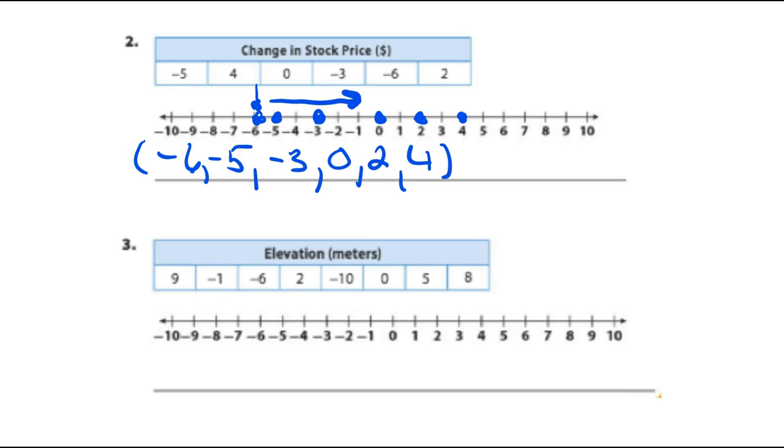For number 3, we're looking at elevation, meaning how high or how low something is. In meters, we have 9, -1, -6, 2. Remember, I'm just plotting these points where they go on the number line. -10, 0, 5, and 8. And again, I read them from left to right to go from least to greatest.